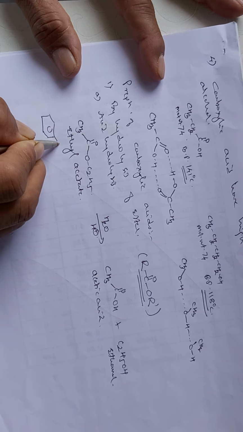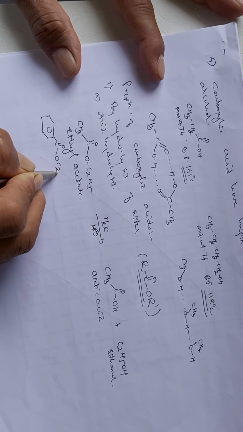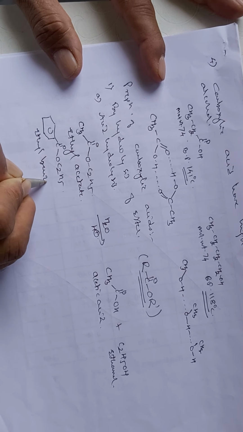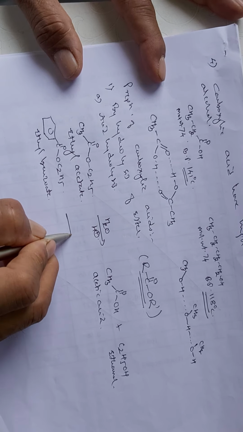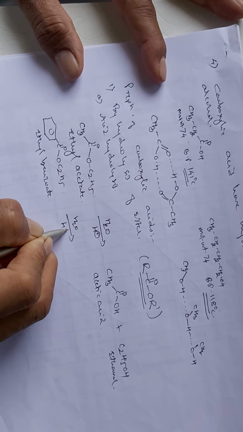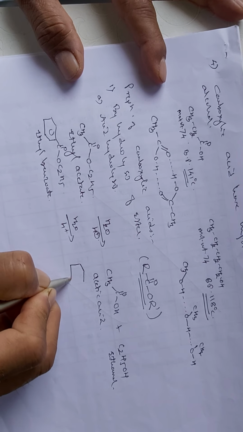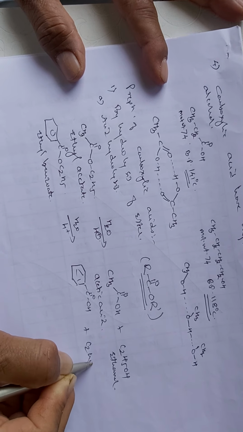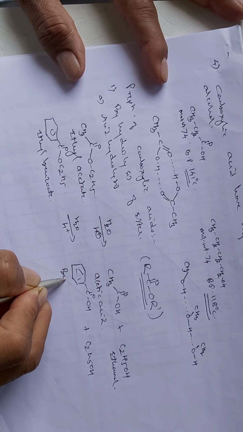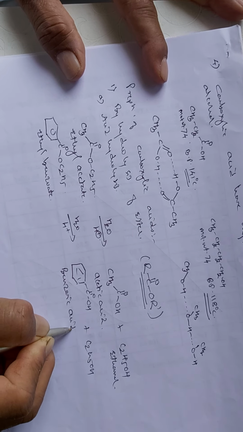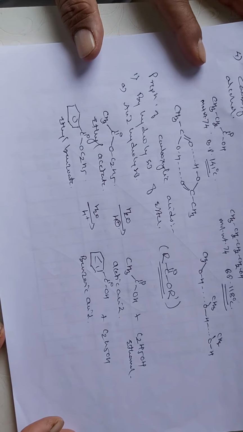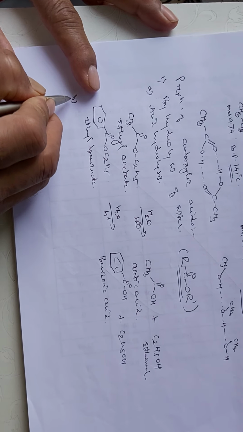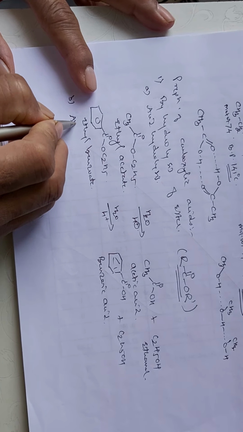In the same way, the different types of carboxylic acids can be prepared. Suppose this is ethyl benzoate. Ethyl benzoate on acid hydrolysis will yield benzoic acid and ethanol. In this way we can prepare the different types of carboxylic acids. Then the same reaction is carried out by changing the catalyst, here the alkali hydrolysis.